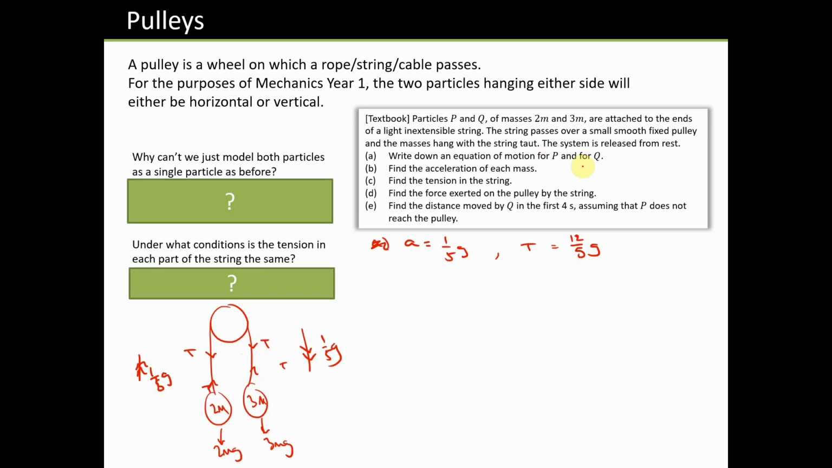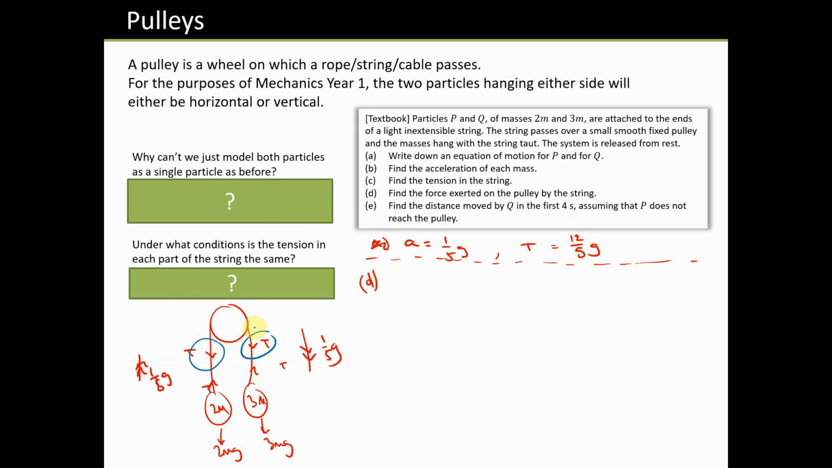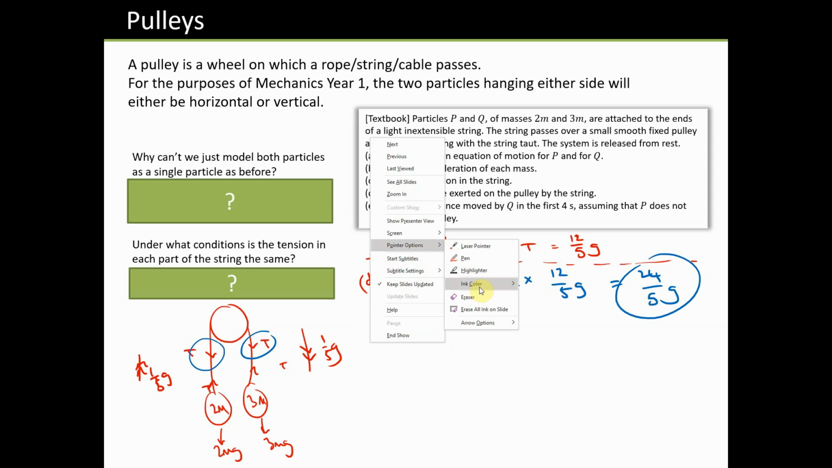Okay dokes. So find the force exerted on the pulley by the string. I always find this is a really awkward one, and I always forget what it means, but it's actually really, really simple. If we see that, that is the force that's been exerted on the pulley, the things that are pulling directly down on the pulley, and it's just 2 lots of tension. So we just need to do 2 times 12 over 5g, which is 24 over 5g. That is what has been exerted on the pulley.